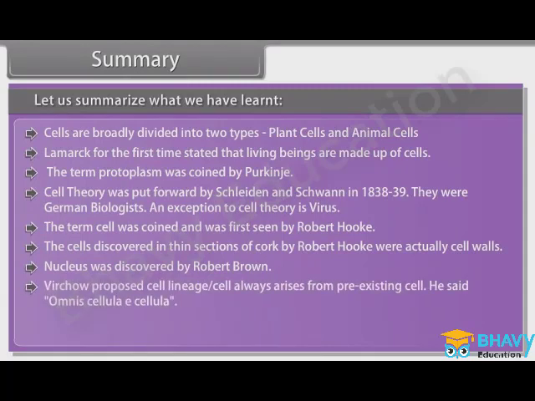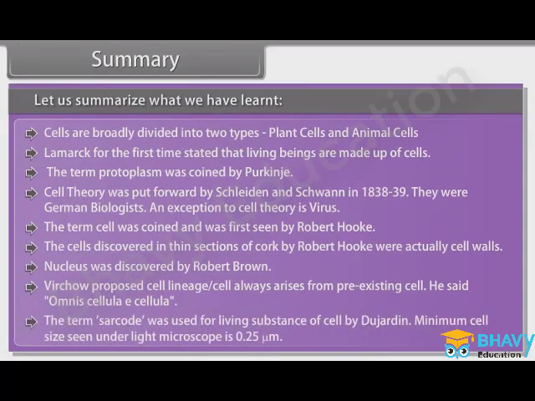Virchow proposed cell lineage. Cell always arises from pre-existing cell. He said, "Omnis cellula e cellula." The term sarcode was used for living substance of cell by Jordan. Minimum cell size seen under light microscope is 0.25 micrometer.